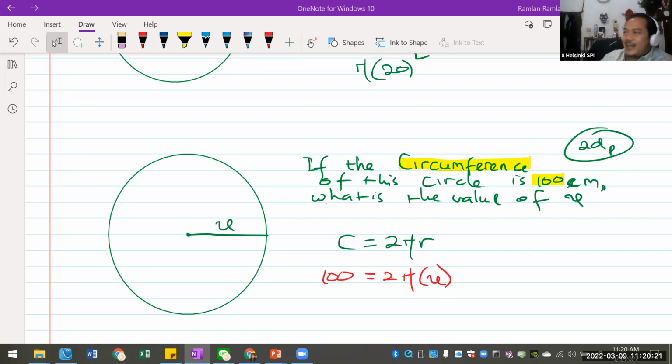Nah, ini algebra sederhana kan? Tinggal pindahin aja itu 2 pi, ya, to the left side, and you will get that divided by that equals to x. And if it's not a decimal number, you can just press the SD button and you will get the numbers.